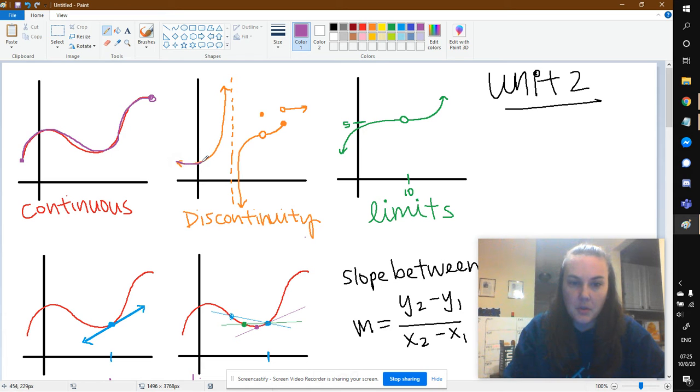One thing that would make you pick up your pencil when you're drawing a function is if the function went off to infinity and then we had to pick it back up down here. And this is called an asymptote.